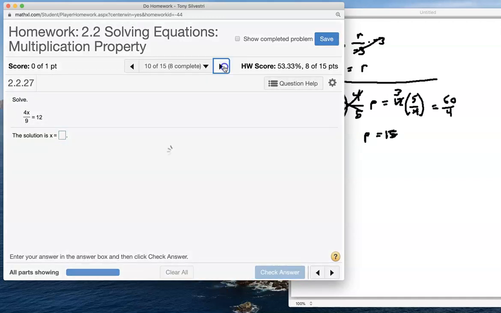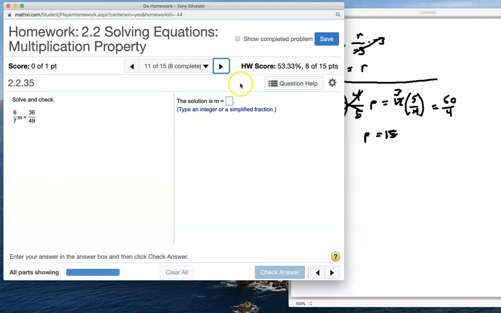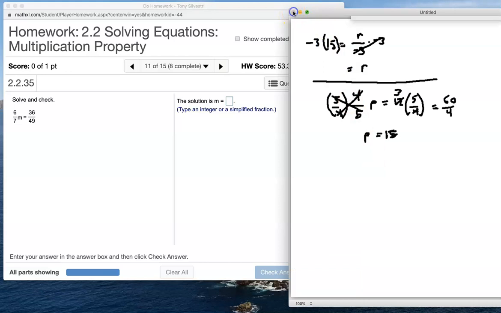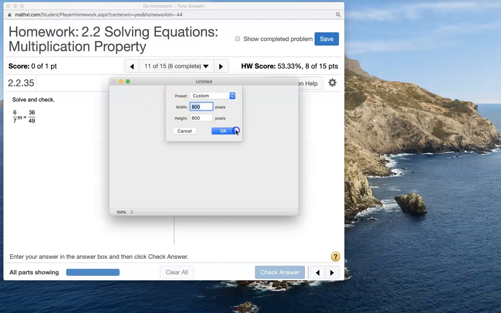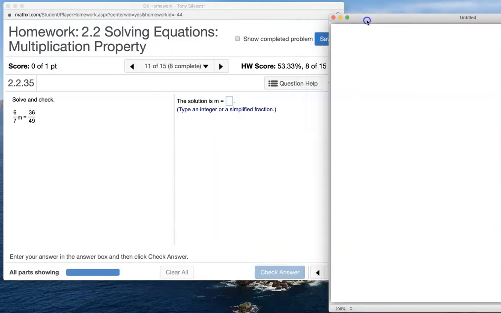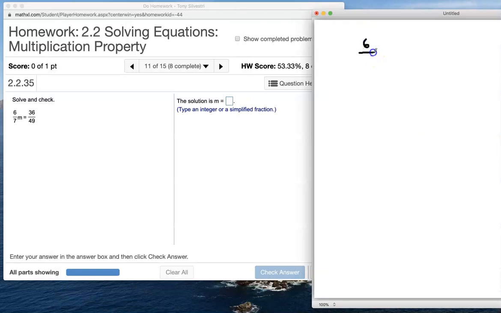I'll let you do that one. I'll do this one. That looks harder than the previous one. 6/7 m equals 36/49. I want m by itself. In other words, the number in front of the m is 1. To get that number, I'm going to multiply this side by 7/6. Whatever you do on one side, you do on the other.